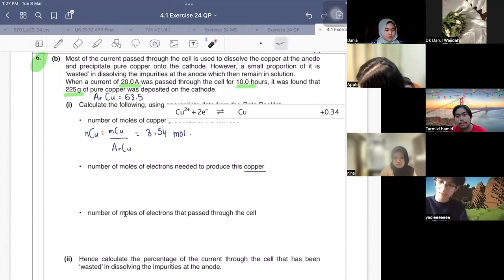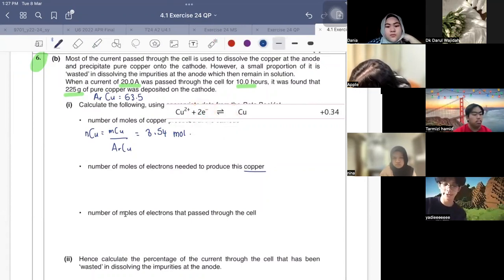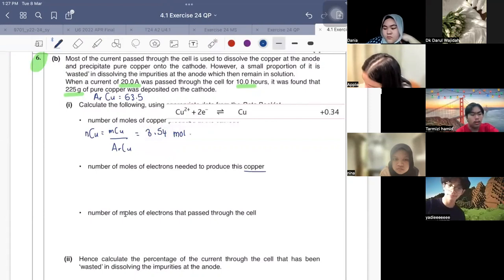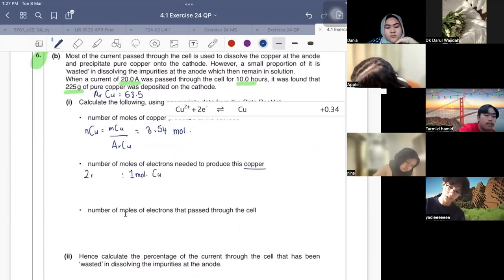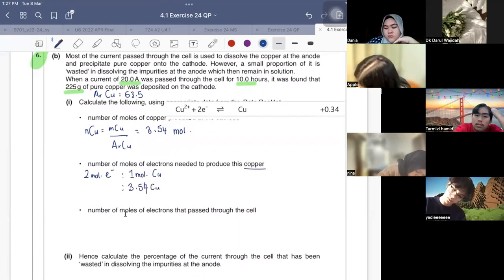Your half equation tells us that if you want to produce 1 mole of copper, you require 2 moles of electrons. Agree? Okay. But here we are producing 3.54 moles. So how many moles of electrons would be needed? So we use this ratio: to form 1 mole of copper, we need 2 moles of electrons. But in our setup, we actually produce 3.54 moles of copper.